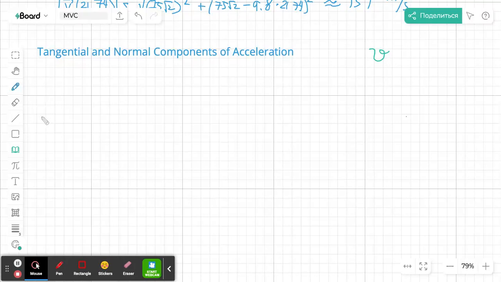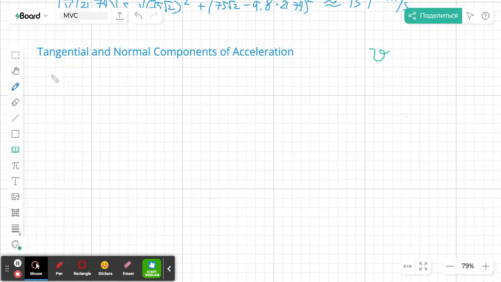All right, so with that said, we're going to look into the motion of a particle, and we're going to look at the acceleration, split it into two components. So as it says here, tangential and normal components. I'm going to show you a diagram in a bit, but first let's play with some formulas.